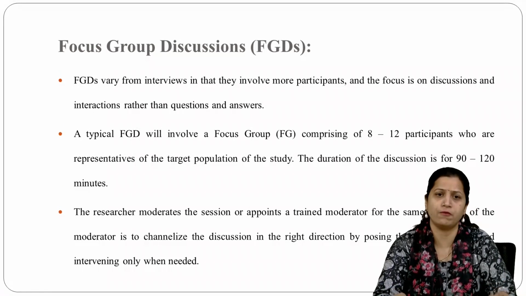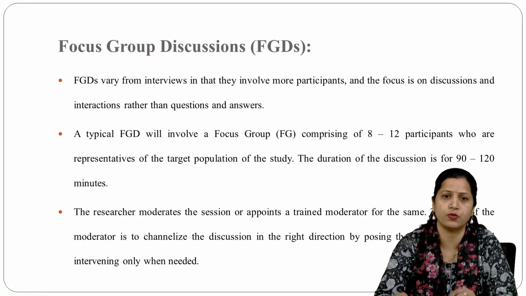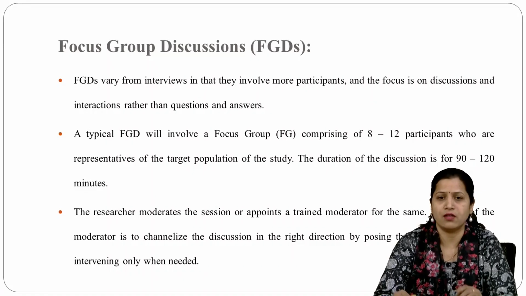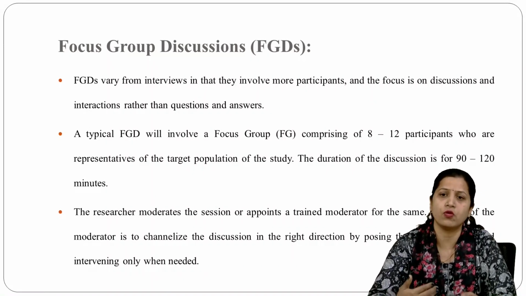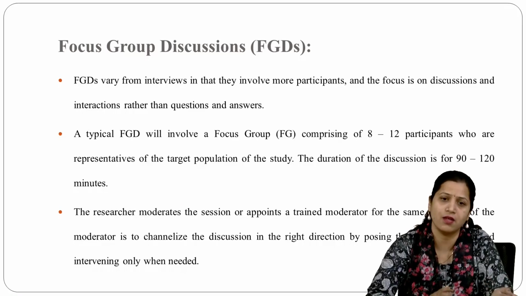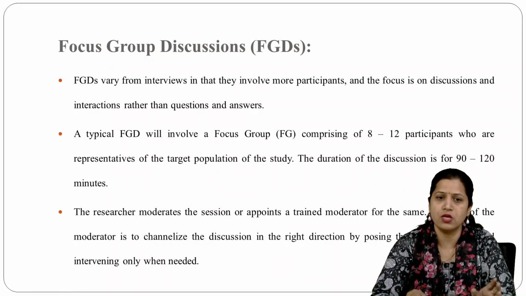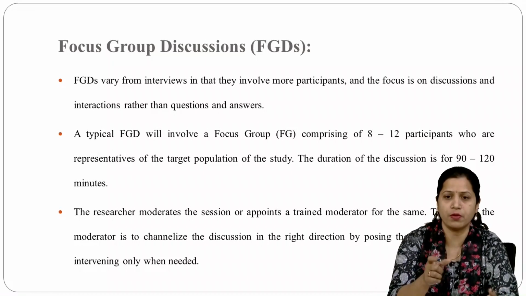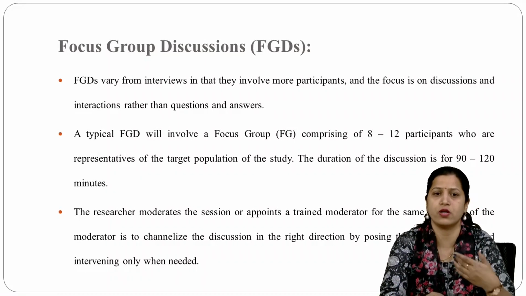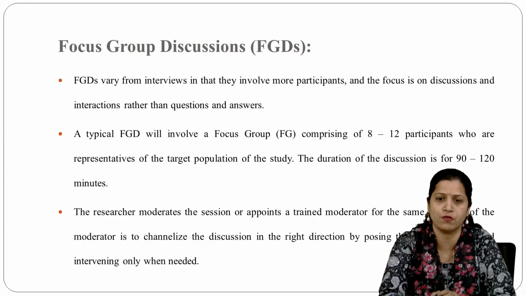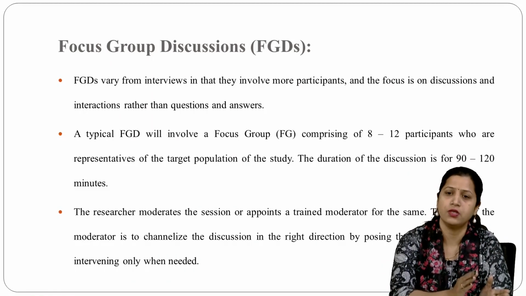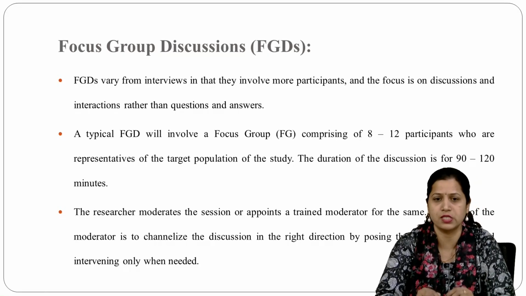Now the FGD, that is focus group discussion. FGDs vary from interviews in that they involve more participants and the focus is on discussions and interaction rather than the questions and answers. So here the typical FGD will involve a focus group. It may comprise 8 to 12 participants who are representative of the target population of the study, and the duration of the discussion is generally from 90 to 120 minutes.